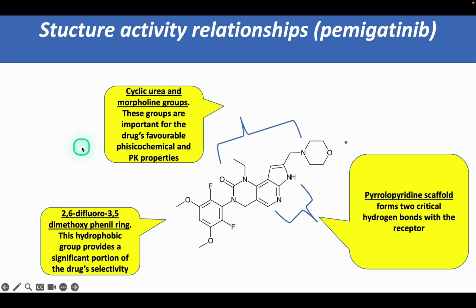Regarding the structure-activity relationships of Pemigatinib, we can say that it is characterized by having a pyrrolopyridine as a molecular scaffold, which is a bicycle formed by a pyrrole ring fused to a pyridine, which forms critical hydrogen bonds with the receptor. Its substituents contribute to optimizing its selectivity and its pharmacokinetic properties.